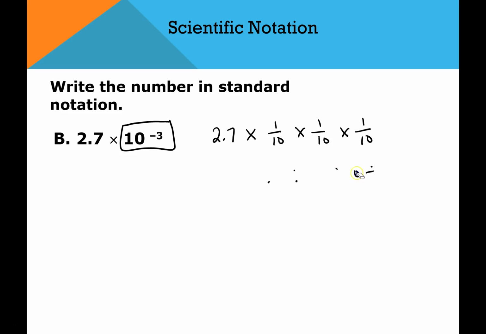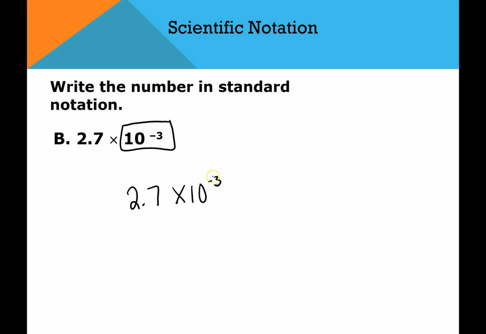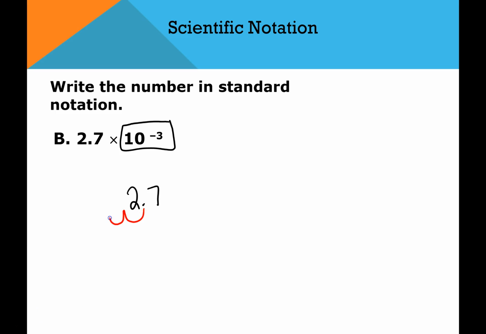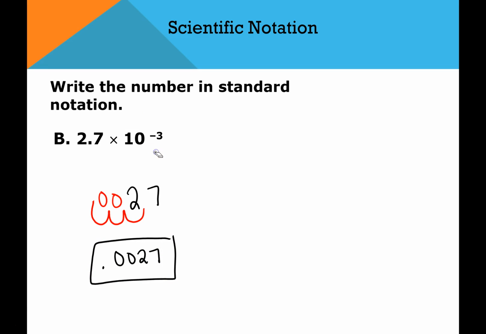So what we're going to do here, when we're dividing by 10, we're moving our decimal to the left. And in this case, we're going to move it over 3 places. So 2.7 times 10 to the negative 3 means that I'm going to take my point and go to the left 3. So let's see what that looks like. 1, 2, 3. So I put in zeros here. I get rid of my decimal, and my answer in standard notation is 0.0027. So these two things mean exactly the same thing. This here is scientific notation, this is standard notation.